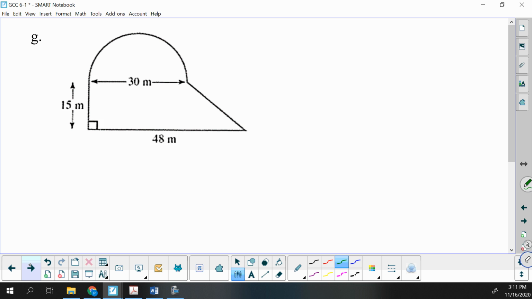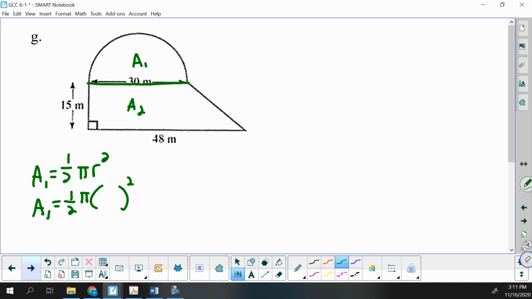All right, the next one, we can split this into a trapezoid and a half circle. So let's maybe call that area 1 and this area 2. So area of a circle is pi times radius squared. But we only have half a circle, so we're going to put a 1/2 out front. So we'll have 1/2 pi.